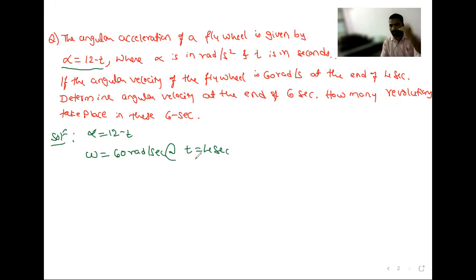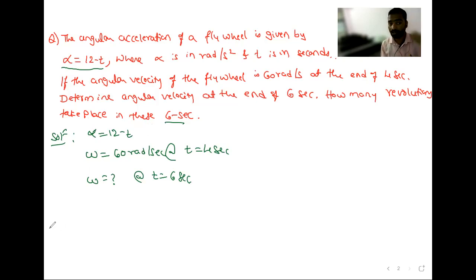When time t is equal to 4 seconds, the angular velocity value is 60. Okay. Next, determine the angular velocity omega at the end of 6 seconds, that is omega at t is equal to 6 seconds. Then how many revolutions take place in these 6 seconds? We are speaking about angular motion, correct? The object is rotating. In these 6 seconds, how many revolutions have taken place? You have to determine.